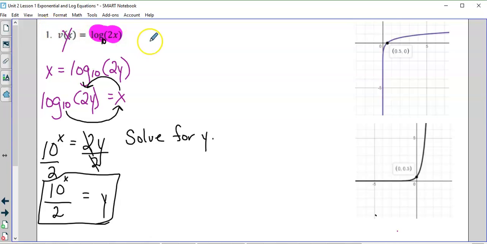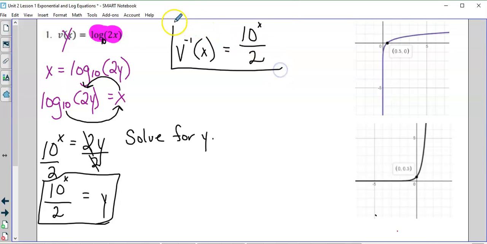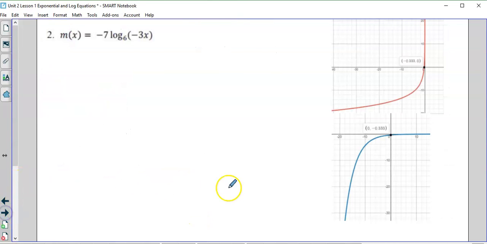We can rewrite it with a negative 1 exponent if we want to. I don't care if you don't do that. 10 to the x over 2, that's the answer. I'm not worried about domain and range right now. We'll talk about that later. Let's look at another one like this.